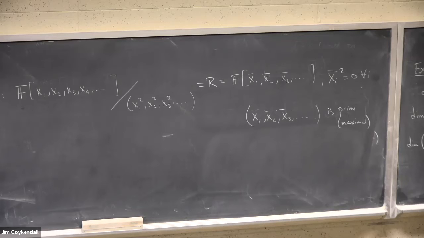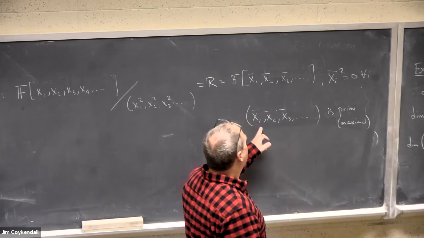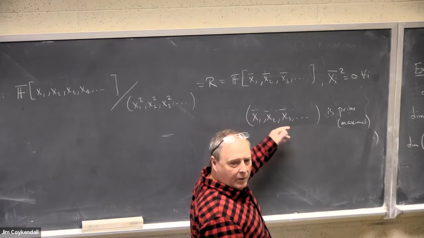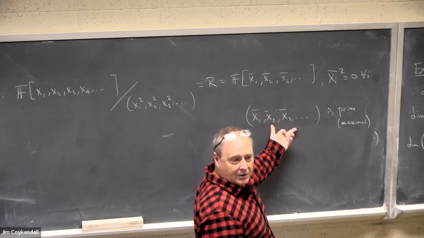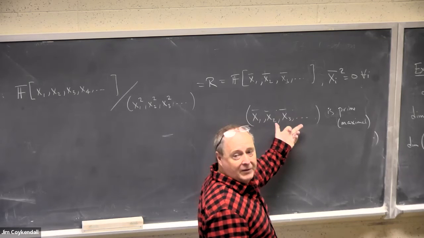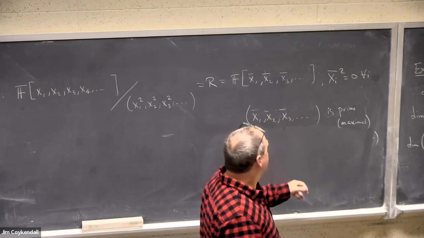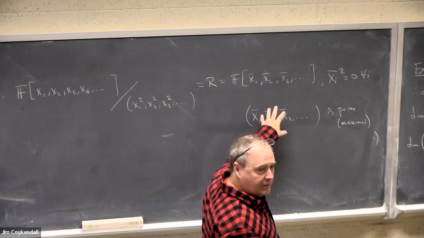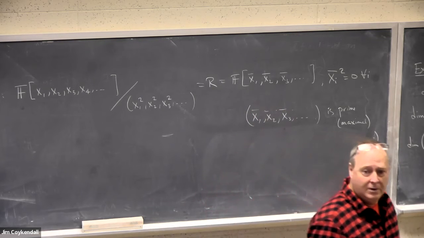What can you say about every one of those x_i bars? There's something very powerful and potent you can say about them. Every one of these is nilpotent, so it lies in the nilradical, which is contained in every prime ideal. So every one of these has to be in every prime ideal, and this ideal is maximal, so that's it. So there's only one prime ideal, it happens to be maximal, and it's 0 dimensional.